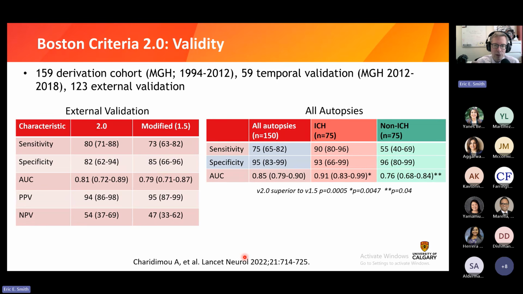Now, these criteria were validated in patients with ICH, TFNEs, or cognitive decline. Most of the validation came from patients with ICH or cognitive decline, because TFNEs are not fatal.